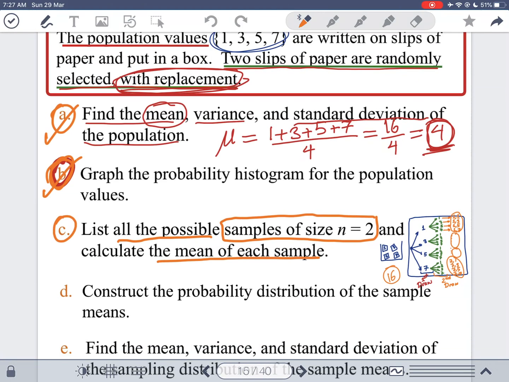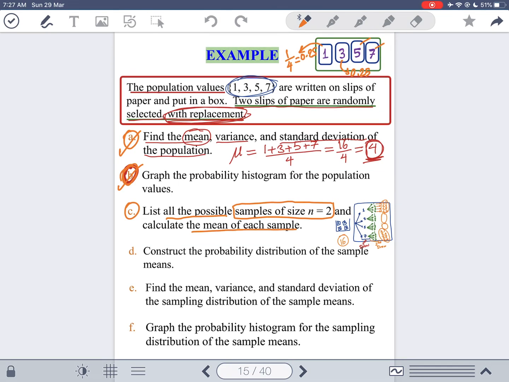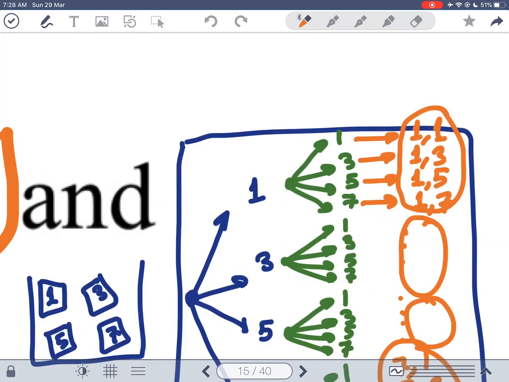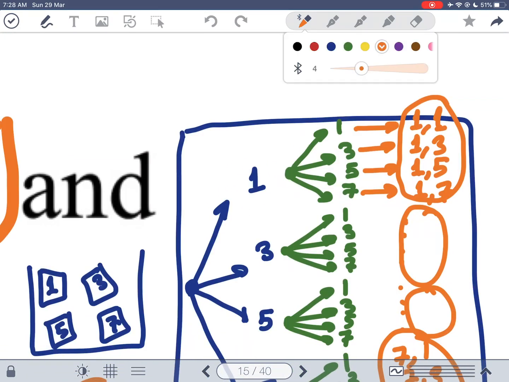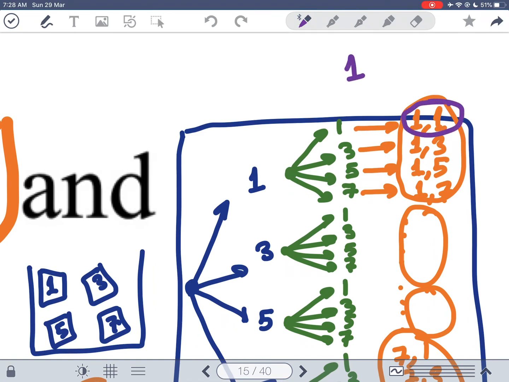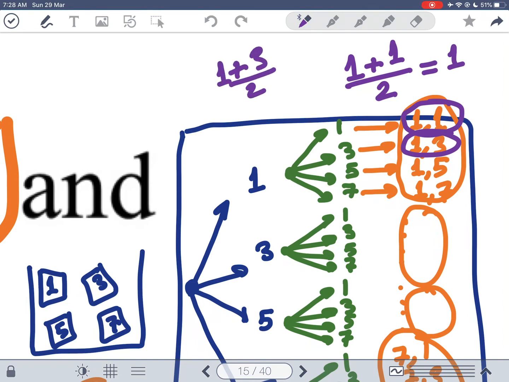So these are the samples of size 2. And calculate the mean of each sample. Oh, by the way, if they ask you to calculate the mean of this sample, what's the mean of 1 and 1? You do 1 plus 1 divided by how many? Two values. So it will be 2 over 2, which is 1. The mean of 1 and 3 is 1 plus 3 over 2, which is 4 over 2, so it's 2.